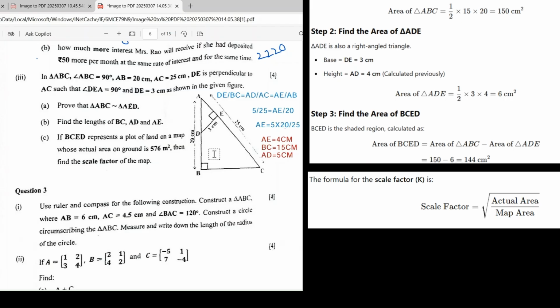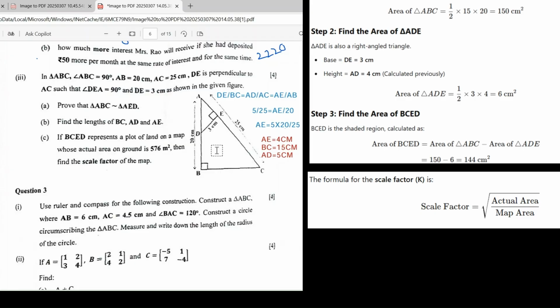Area of BCED equals area of ABC minus area of ADE. Area of ABC is half into base into height, that is half into 15 into 20, which equals 150 centimeter square. Area of ADE is half into base into height. If we take base as AE, which is 4, and height DE, which is 3, then half into 4 into 3 equals 6 centimeter square. 150 minus 6 is 144 centimeter square. So the map area is 144 centimeter square.